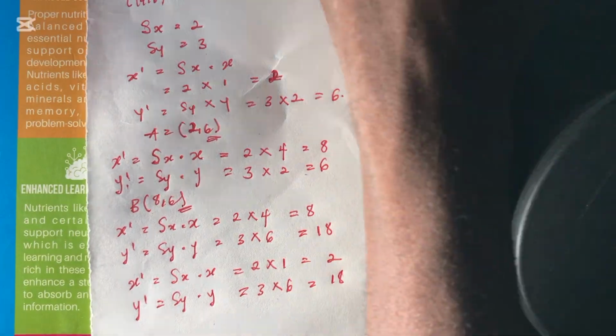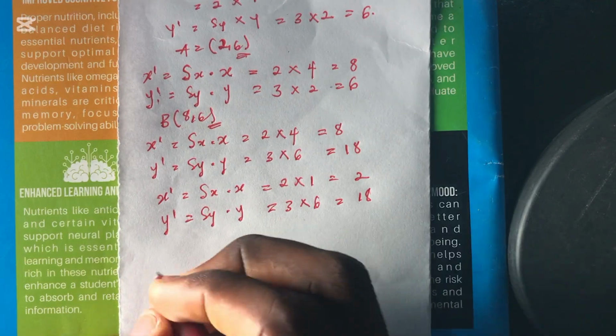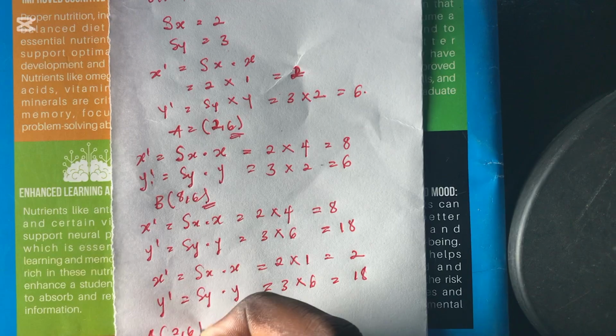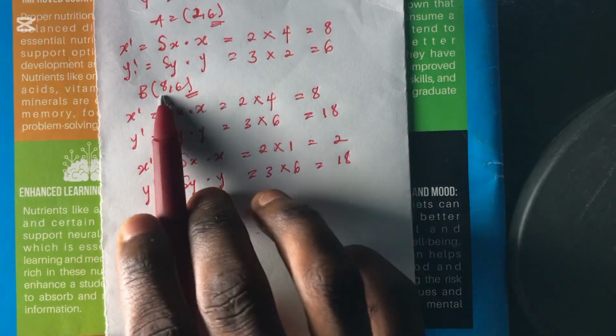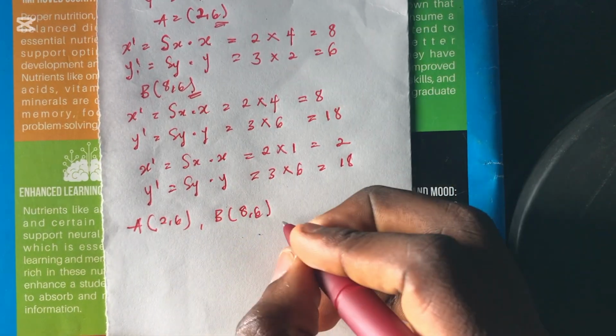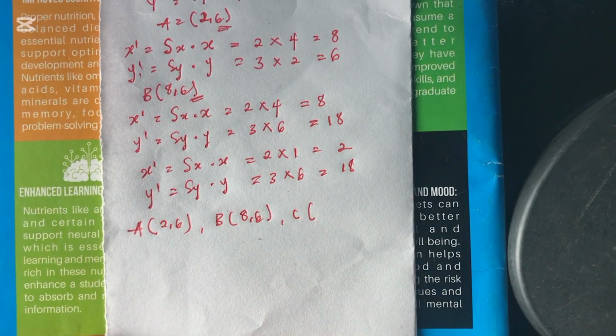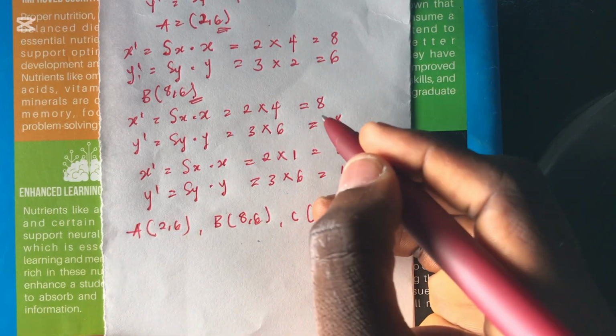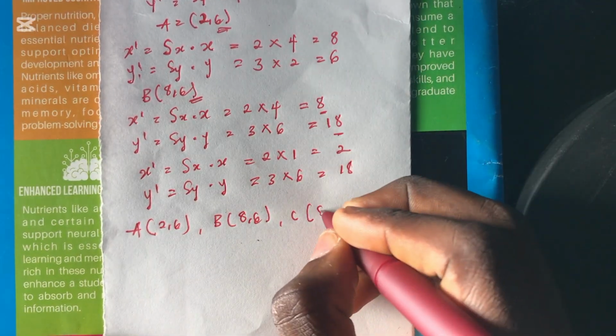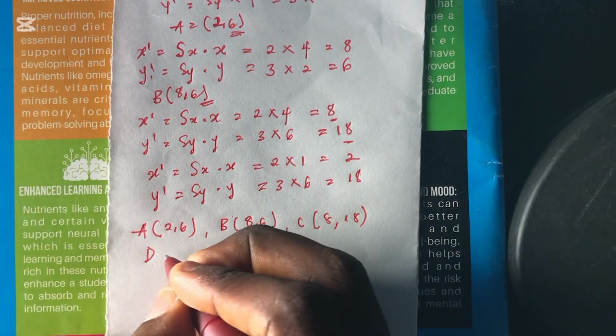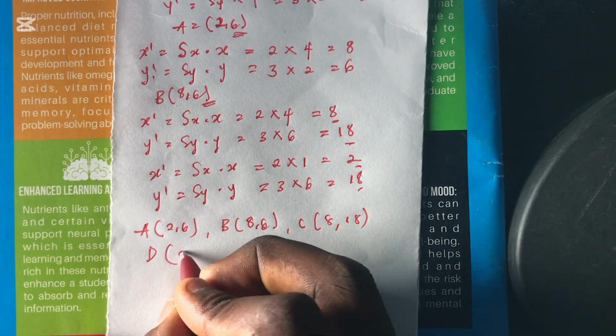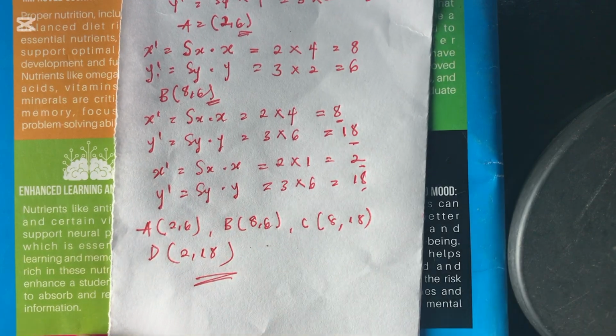So the new coordinates are: A is (2, 6), B is (8, 6), C is (8, 18), and D is (2, 18). Alright, so that's my final answer.